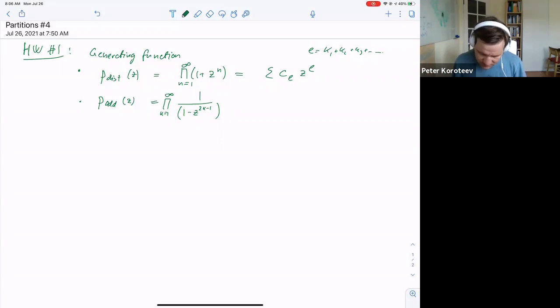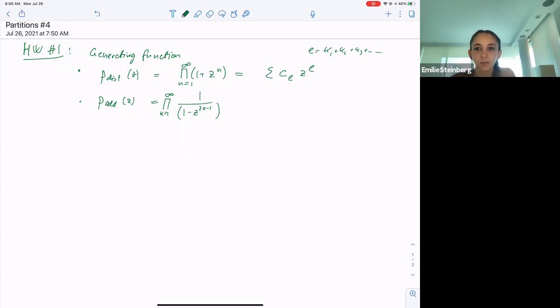Okay, and now those two look a bit different, right? So can we prove that they're actually the same? What's the fastest way to show that these are in fact the same functions?